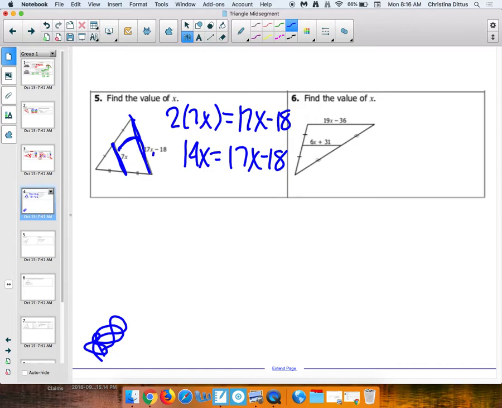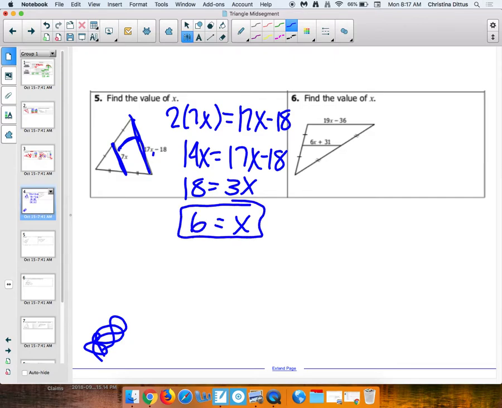Now what should I do? Solve it? Add 18. Add 18, so I get 18, subtract 14, I get 3x. How much is x? 6, I think. 6.